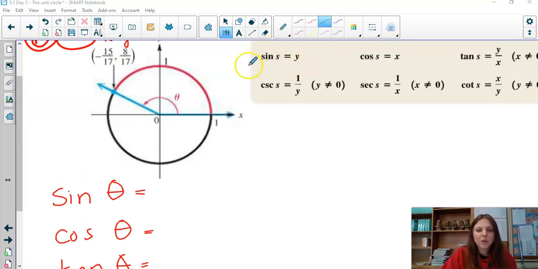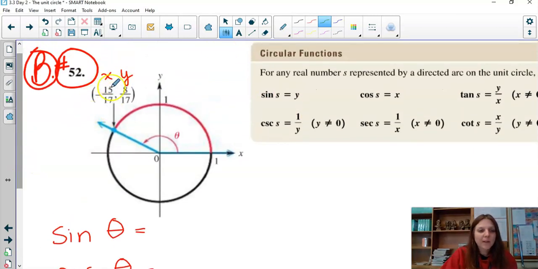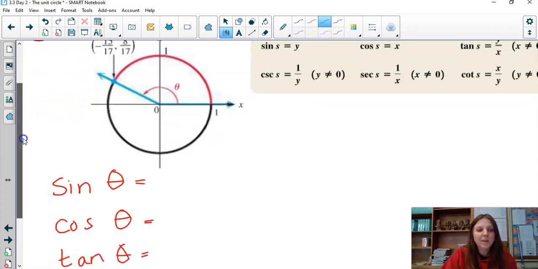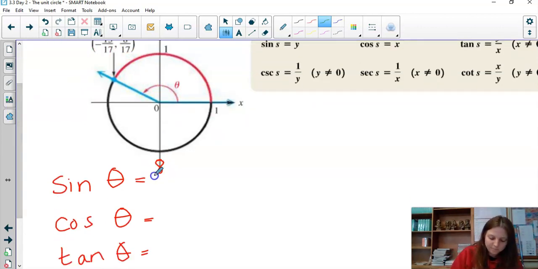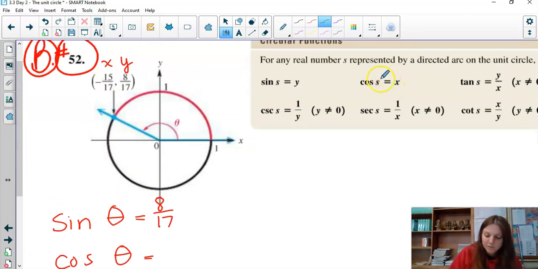Okay, I'm using my chart here. It says that the sine is equal to the y. So if I look at my circle, that's the x. This is the y. Okay, so y equals 8 over 17. So my sine of theta, the sine of this angle, is 8 over 17. The cosine of the angle is the x. So the cosine of this angle is negative 15 over 17.